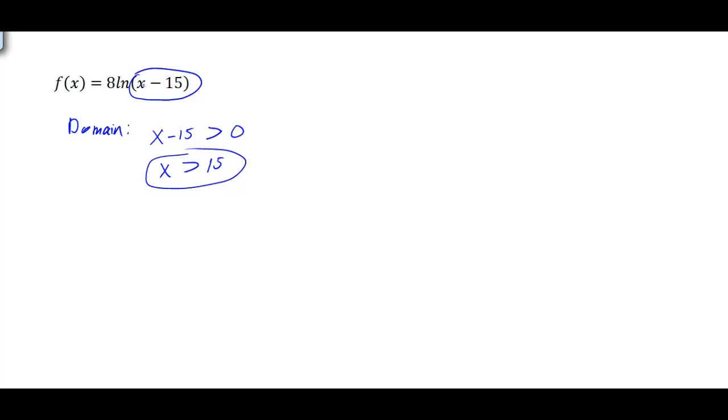So if you plug in 15, we're going to get 0. If you plug in anything less than 15, you're going to get a negative number, and we cannot take the natural log of negative numbers or 0, so x has to be greater than 15, or we could say 15 comma infinity.